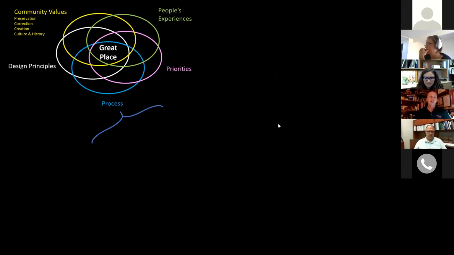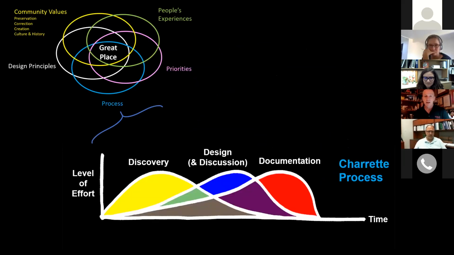So we're going to look at some design principles, but we're going to look at them all through the pedestrian perspective. This is the kind of thing we want to keep in mind, the experiences of pedestrians, cyclists, and so on. So this is the process, and the level of effort is on the left and time is on the right. And so right now we're in discovery.